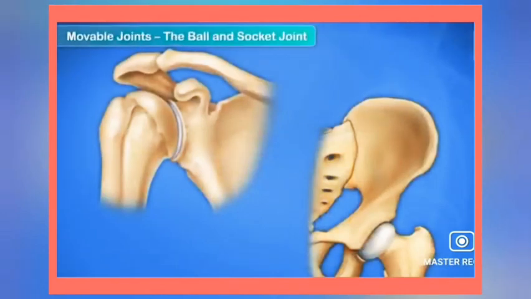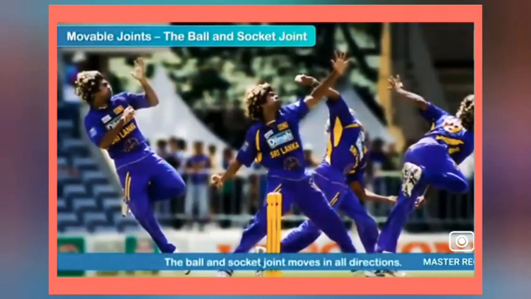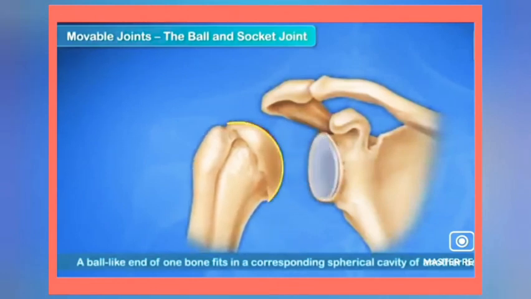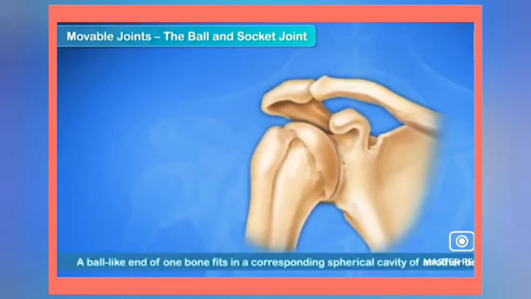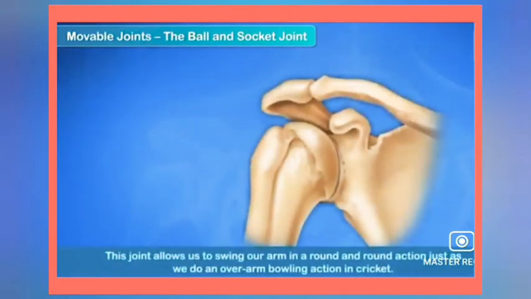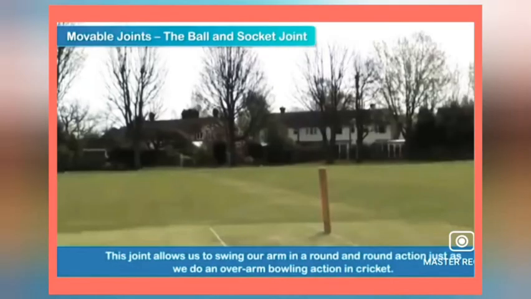The ball and socket joint. This type of joint allows movement in all directions. In this, a ball-like end of one bone fits in a corresponding spherical cavity of another bone. Our hip joints and shoulder joints are of the ball and socket kind. It is this type of joint in the shoulders that allows us to swing our arm in a round and round action, just as we do an overarm bowling action in cricket.